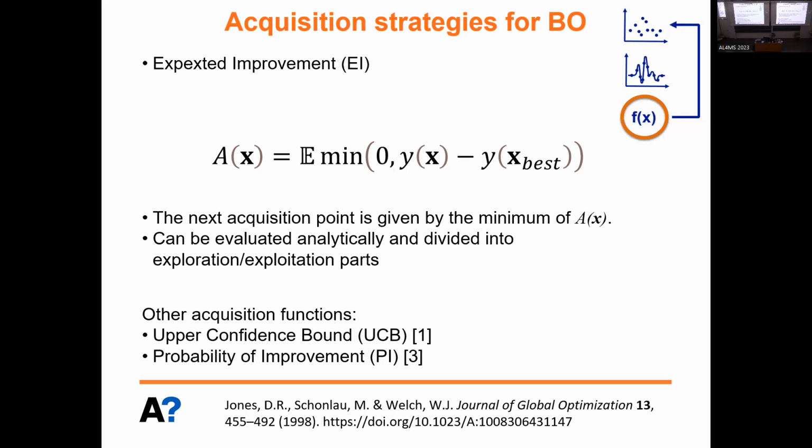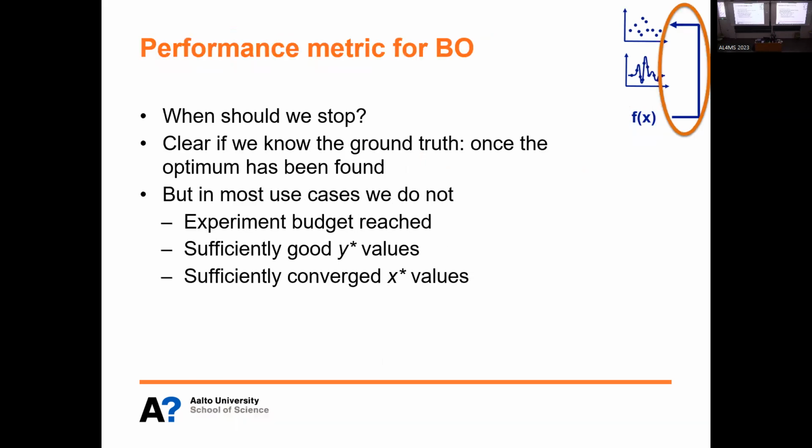Something that I was noting for expected improvement is that you have this previously sampled optimum as a part of the acquisition function. So if you have very noisy data, this expected improvement is maybe not the ideal choice for those cases. Yes, and this is what I actually mentioned before.